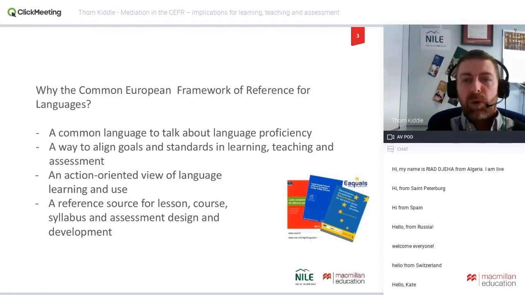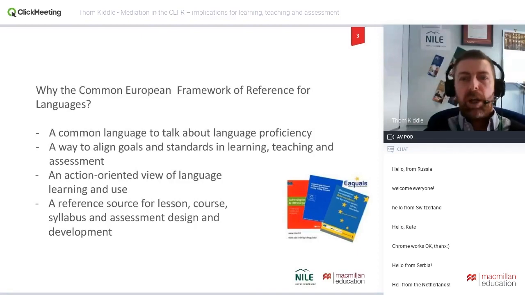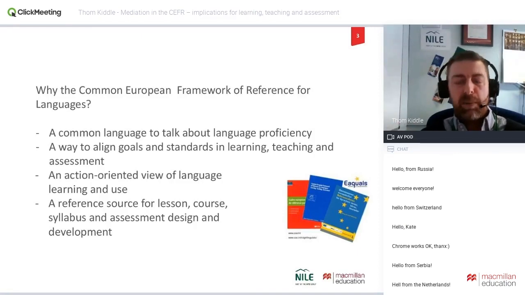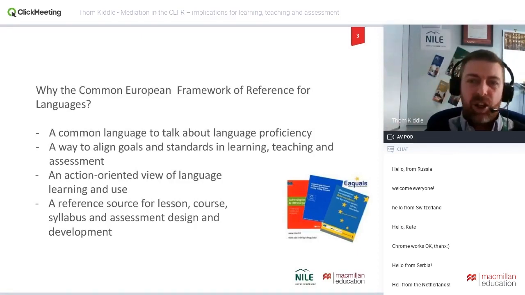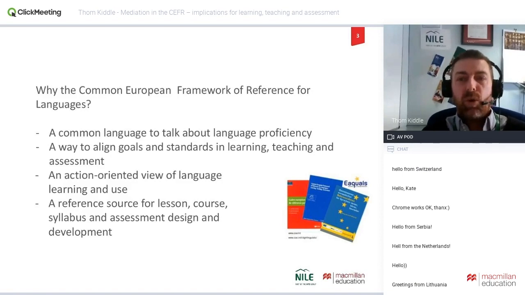It's also very important to remember that the CEFR describes language as action-oriented, as things that we do with language, not things that we know about language, so things that we take language to do receptively and productively, and particularly take it into contexts and domains where we use it effectively. And that's something that we'll come back to when we talk about the role of mediation and the expansion of the topic of mediation.